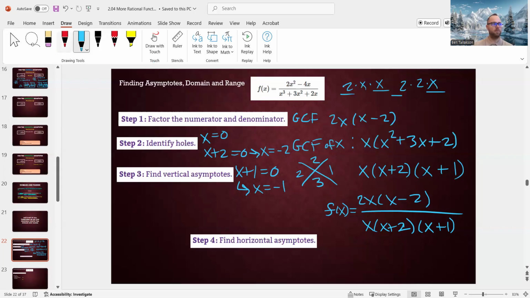I'm trying to just jog my memory, see if there's a faster way to do this. Let's go back to the question. They want us to find asymptotes, domain, and range, but here they're also asking us to identify holes. Okay.